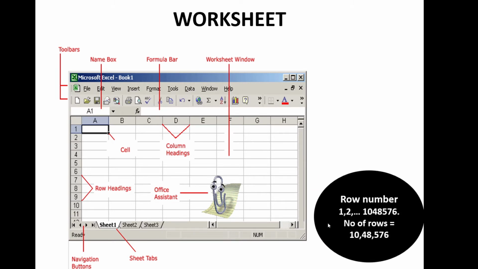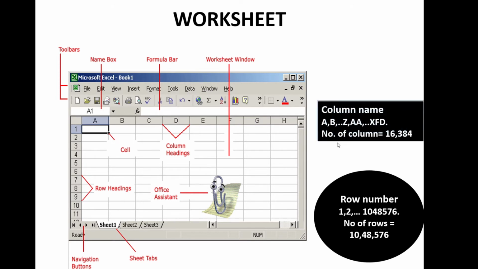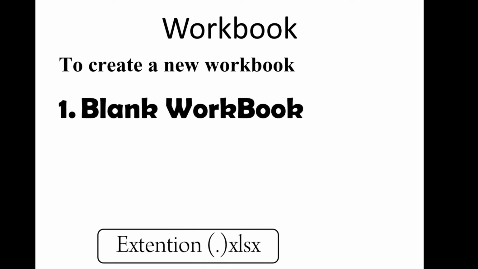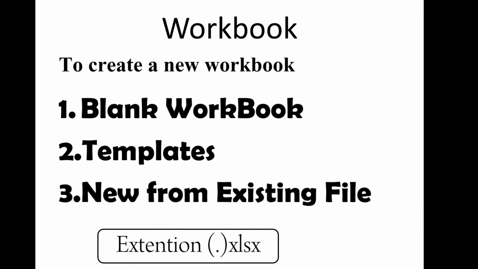The number of rows in a worksheet is 10,48,576, and there are 16,384 columns in a worksheet. A workbook is a file. Here we can see how to create a new workbook. There are 3 ways to create a new workbook: number 1, blank workbook; number 2, templates; number 3, new from existing file. The workbook file is saved with the extension XLSX.